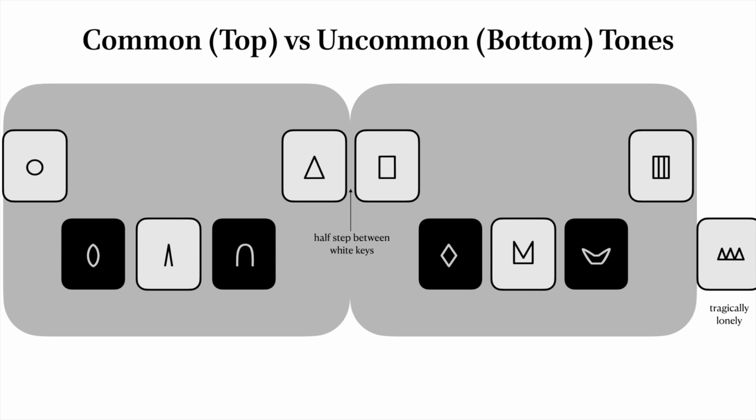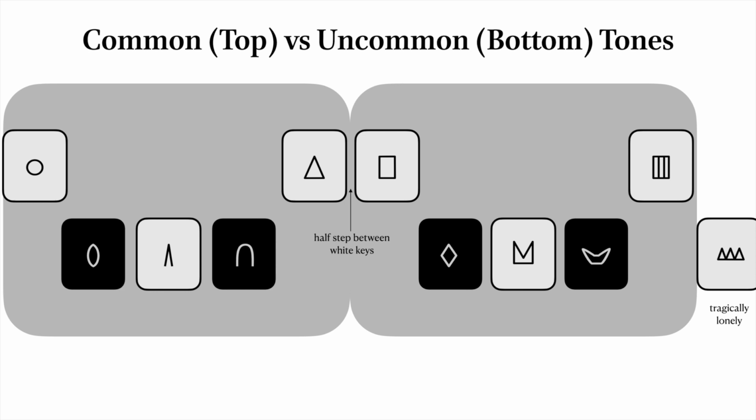Here's a diagram to try to visualize this better in terms of white and black piano keys. So we have 2 groups that each have 2 common white keys and 1 uncommon white key between them, and then black keys on either side of that. And then way at the end we have note 7, which is just forever alone. And note again that there is a half step between notes 3 and 4 where these 2 groups touch.